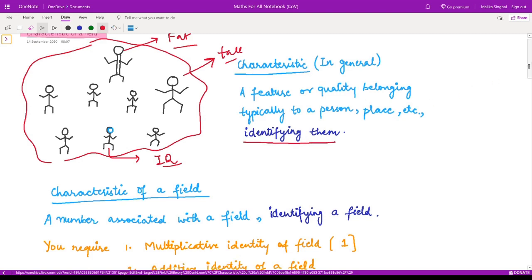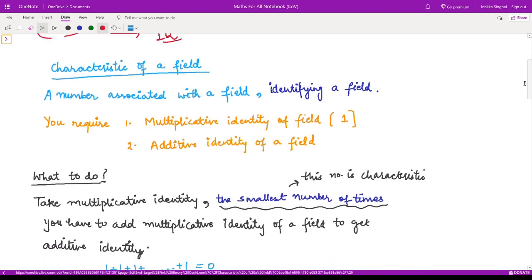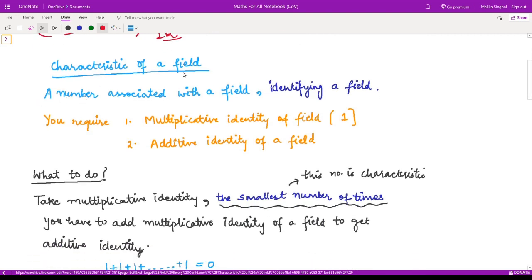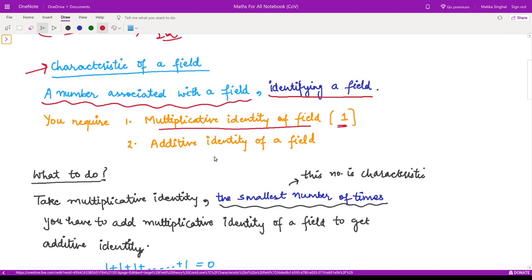Similarly, for algebraic structures, particularly for a field, we can say that we associate a number with a field, that is the characteristic of a field, and this characteristic is used to identify a particular field, right? So what do we need to find this characteristic of a field? We need the multiplicative identity of the field, which usually is 1, and we need the additive identity of the field. What is that? That is 0, right?